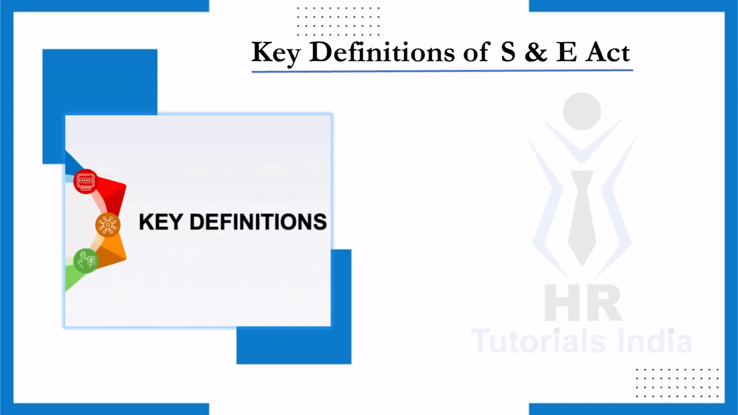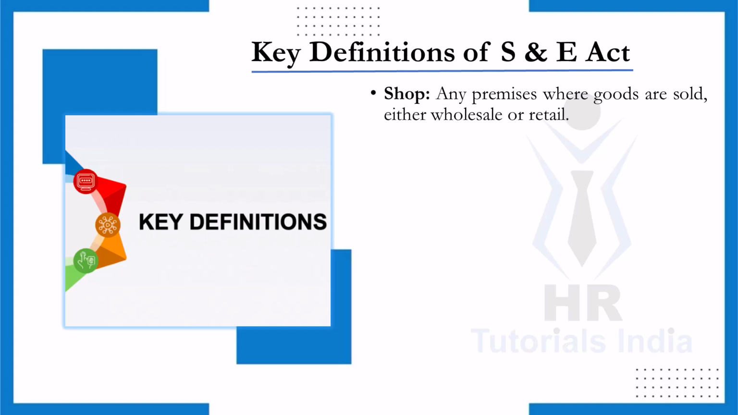Key definitions of the Shops and Establishment Act. Now let us see what the definitions in the Shops and Establishment Act are. Shop. Under the Shops and Establishment Act, a shop is defined as any premises where goods are sold, whether wholesale or retail. This could include everything from small local stores to large retail chains. The definition of shop is essential to understand the scope of this act, as it applies to places where business transactions take place, regardless of the size or scale of the business.